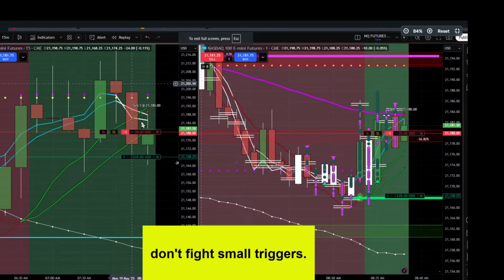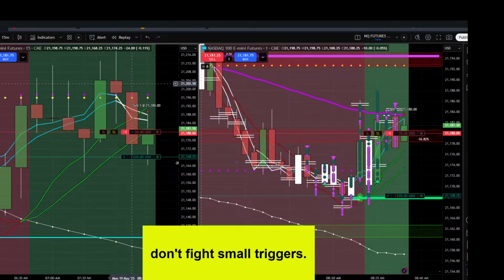Trying to figure out what I did here. Okay, this was a short. So this is all green. Don't panic, right? Not trading into a zone below me. There's my midband. Don't go, don't go, don't go. Oh, there it is. Boom, it finally went. And this one went down and hit it. Don't fight those small triggers.